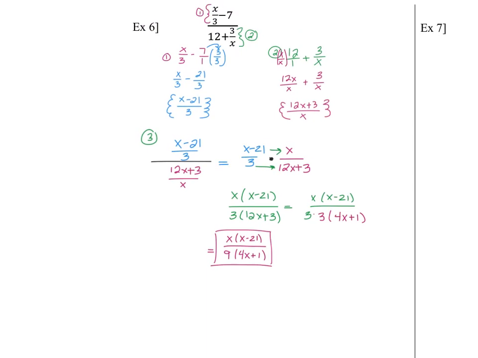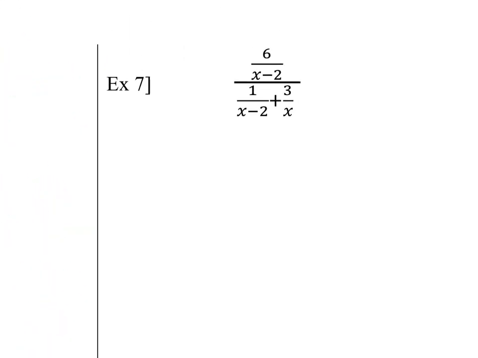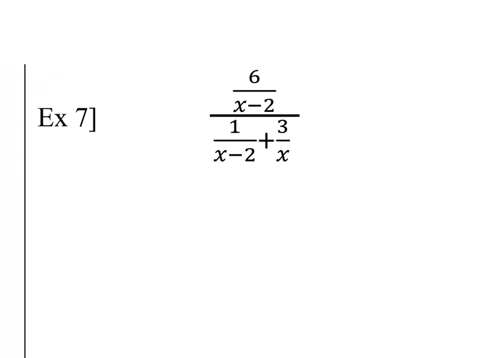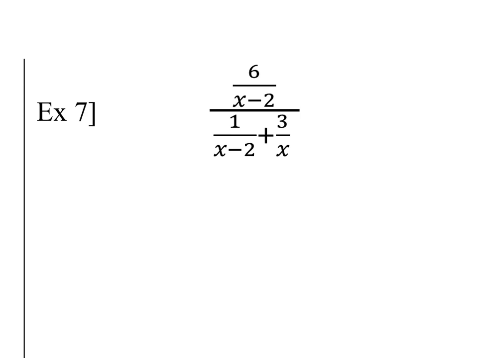Okay, got one last one. This guy. So for one like this, you really only have to simplify the bottom. The top is already as simplified as it's going to get. I can't make 6 divided by x minus 2 any simpler than it already is. So we're going to focus on this guy down here. So we've got 1 over x minus 2 plus 3 over x.